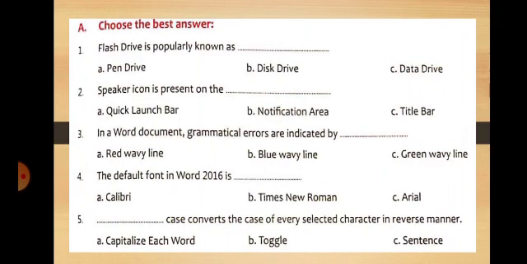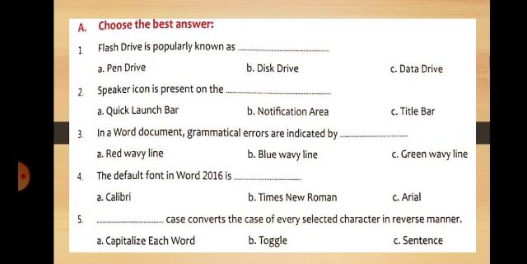Now, in a Word document, grammatical errors are indicated by dash. Red wavy line, blue wavy line, green wavy line. Dear children, the correct option is C, green wavy line. Grammatical errors are indicated in a Word document by green wavy line.